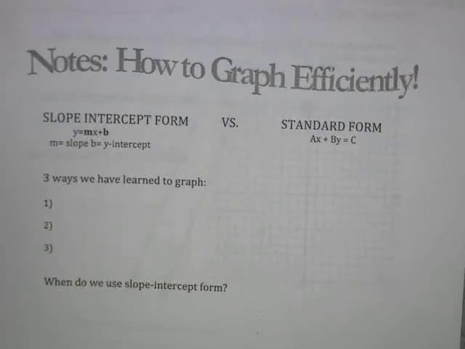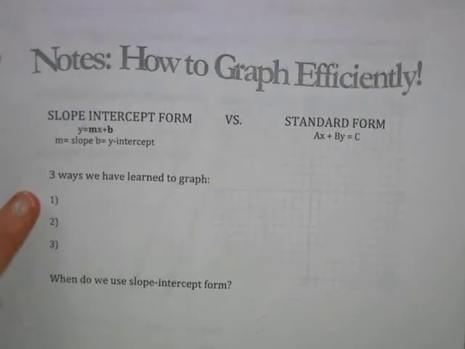All right, today we're going to be taking some notes on how to graph efficiently. That would be having to do the least amount of work for different types of problems. Last unit we learned 3 methods for graphing, and we talked about those 3 methods in summary at the end of the unit. So what were the 3 methods? Can you brainstorm them and write them down right now?